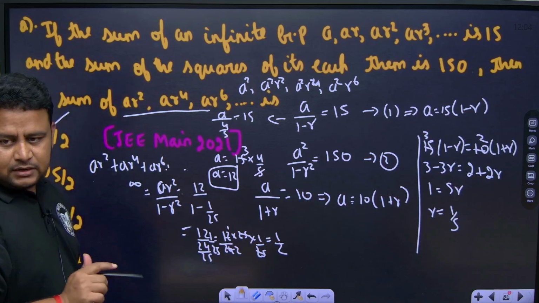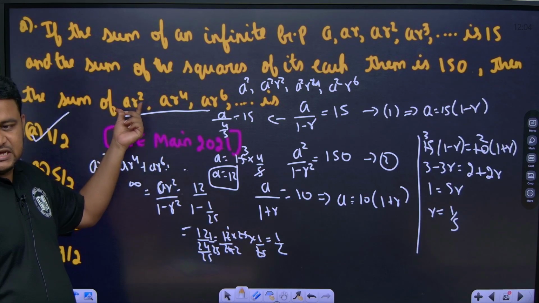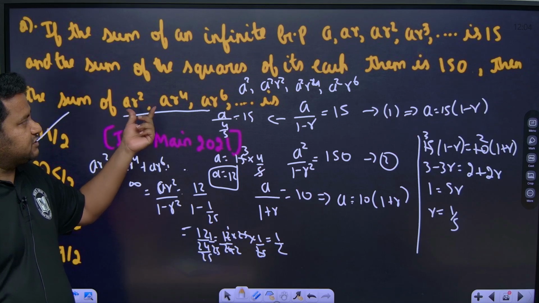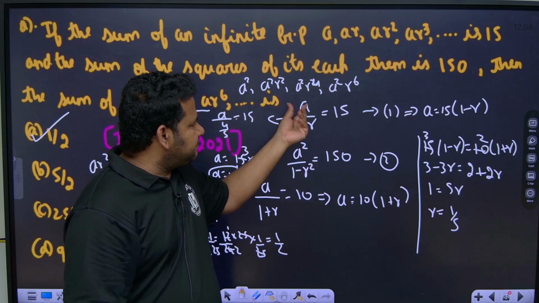Is it clear? Understood? So if it is ar square, ar to the power of 4, because the first term itself is ar square, but in general for AP, GP, it is A, so you will write it as A by (1 minus r).